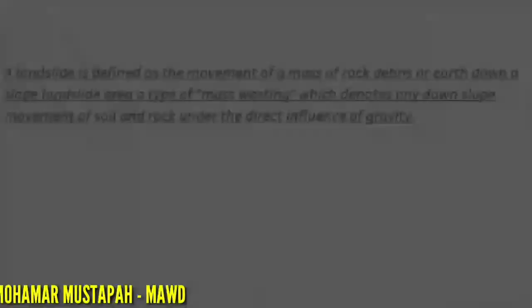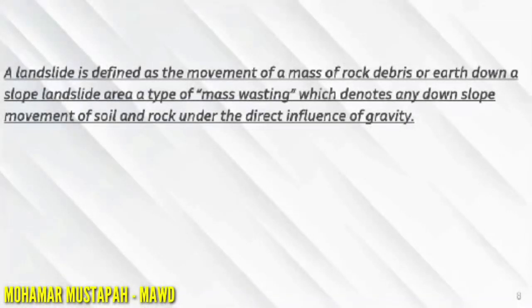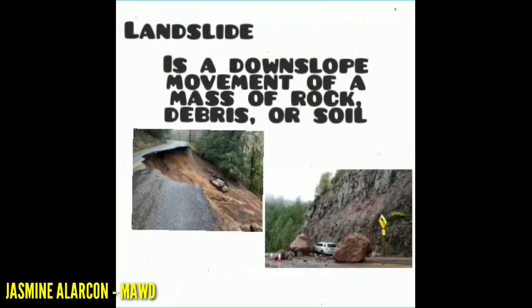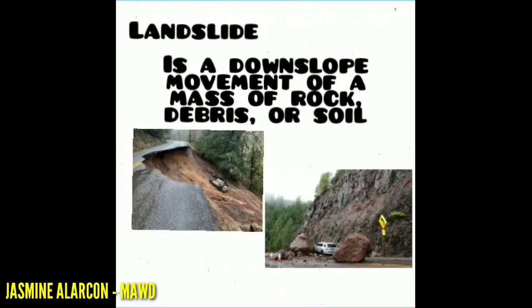Landslide. A landslide is defined as the movement of a mass of rock, debris, or earth down a slope. Landslide is a type of mass wasting, which denotes any downslope movement of soil and rock under the direct influence of gravity. Landslide is a downslope movement of a mass of rock, debris, or soil. Soil is a mixture of rock and debris.